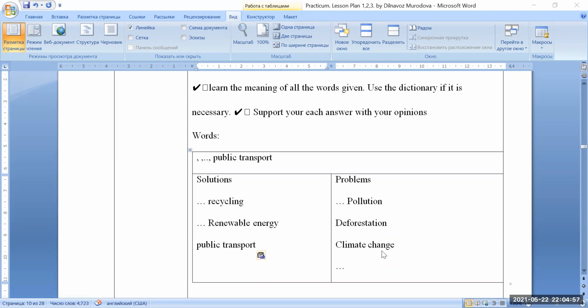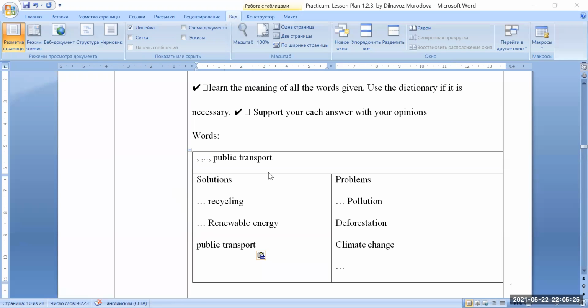You are absolutely right. What about climate change? Why is it a problem? Because of the greenhouse effect, we have global warming. We have very hot summers with only little rainfall. Yeah, you are absolutely right.